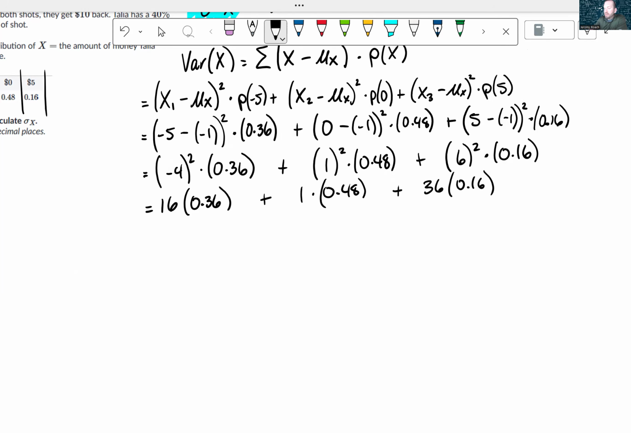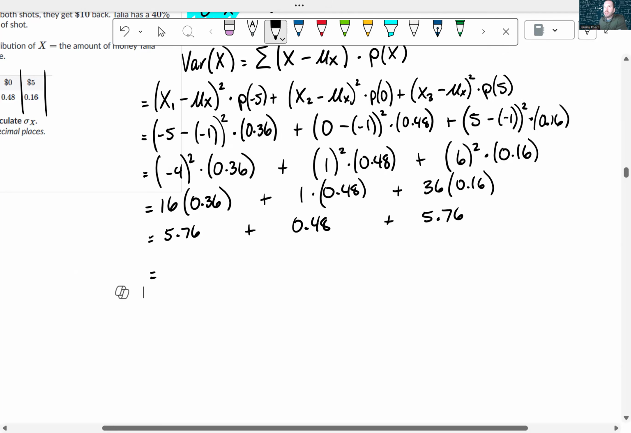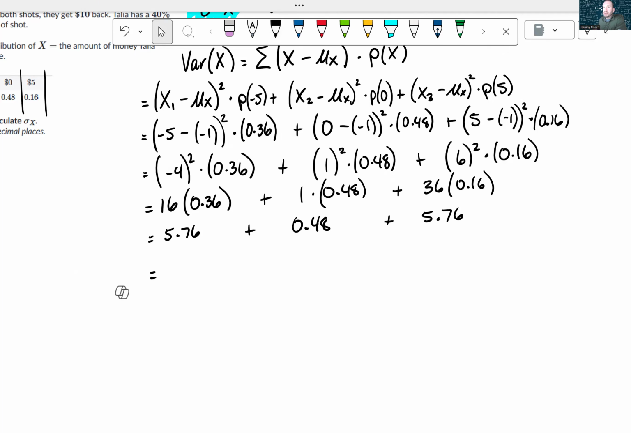Okay, and then we should get 5.76 plus 0.48 plus 5.76. We'll add all of those together. And it looks like we get exactly 12.